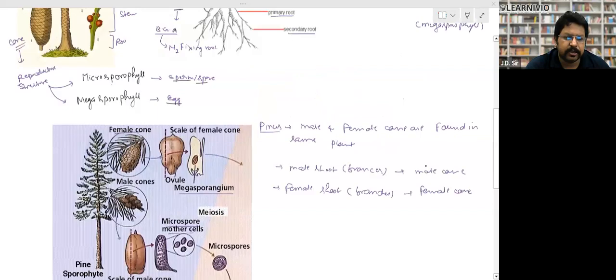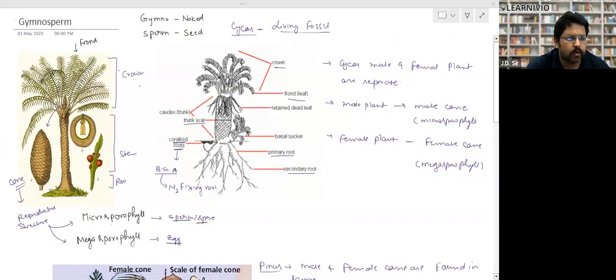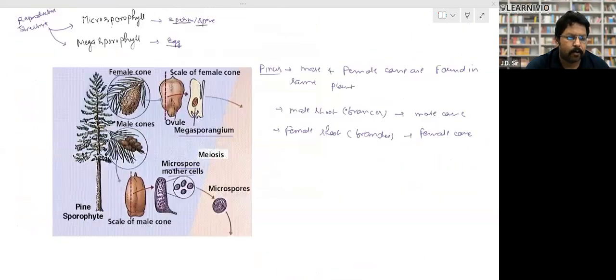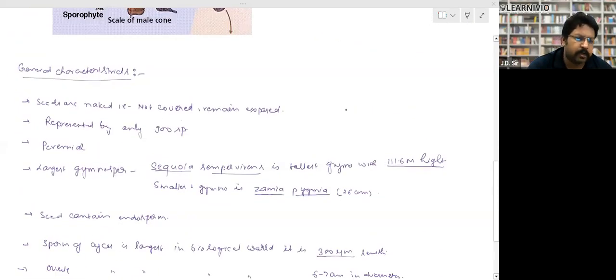So I think it should be clear to all of you. Cone clear? Yes, sir. Okay. Please write down some general characteristics. General characteristics of gymnosperm.